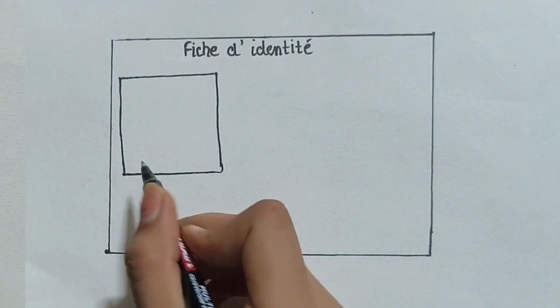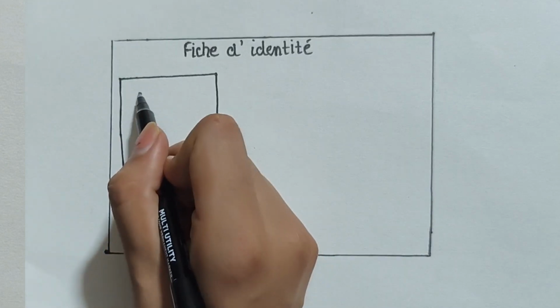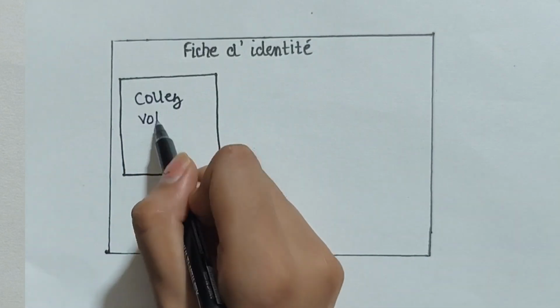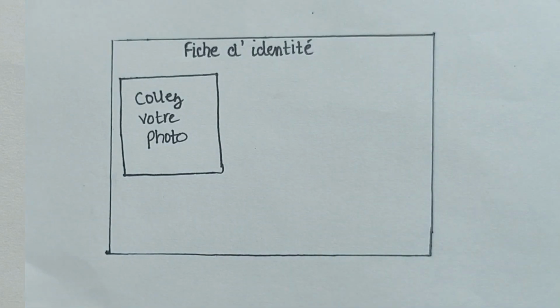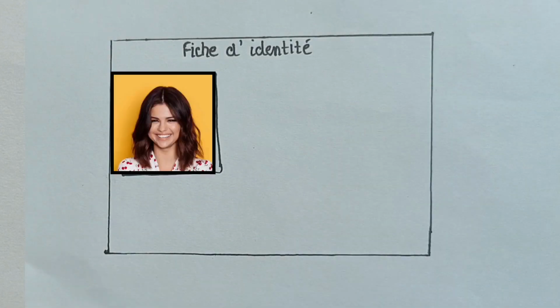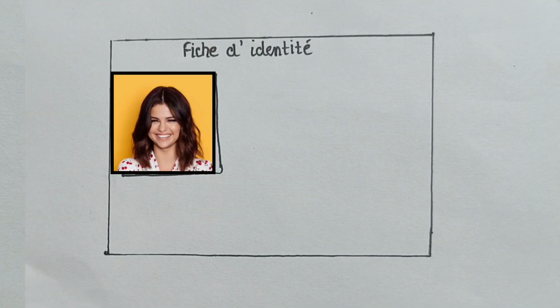So in this box there would be your image. Collez votre photo. That is, you have to paste your image. You can either draw it. This is the outer layout of how our identity card would look like. Now let's start labeling this.